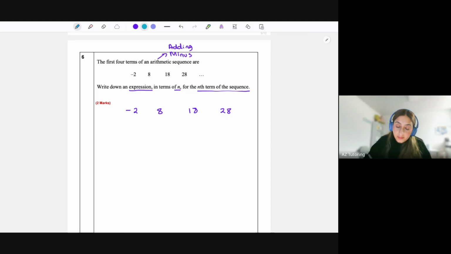So first things first, always find the difference. So -2 to 8 is +10. 8 to 18 is +10. 18 to 28 is +10. So I can see already it's going to be 10n because it's increasing by +10 each time.